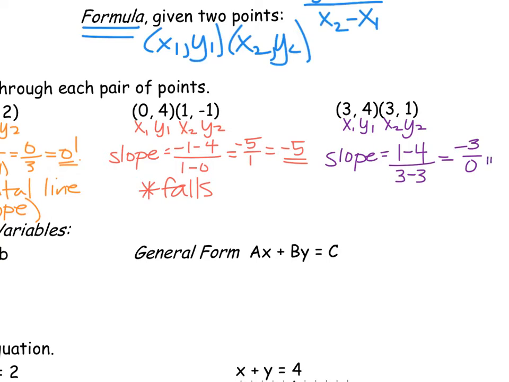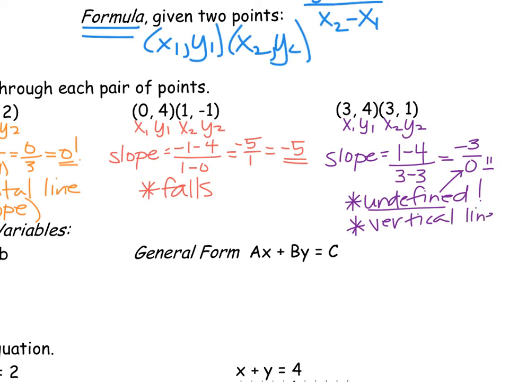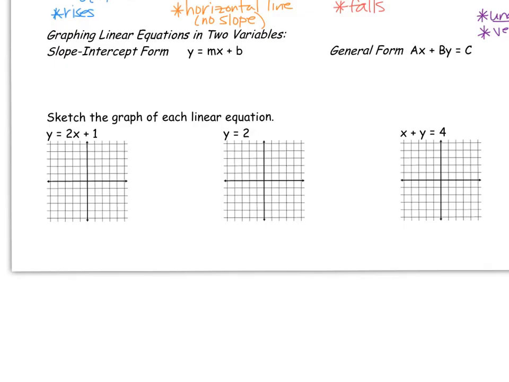If there's a 0 in the denominator, that means the slope is undefined. So anytime you have 0 in the denominator, your slope is undefined. It doesn't mean there isn't a line. It just means that the slope is undefined. The line would then be vertical. It'd be straight up and down. And those are the 4 ways you can describe slope using the slope formula.